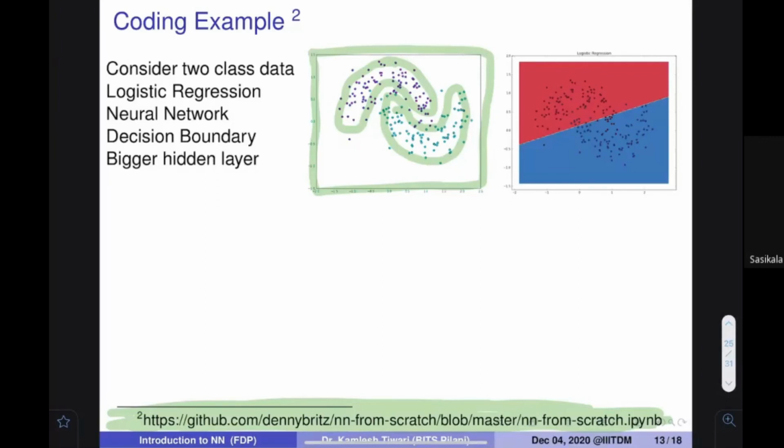Okay, so the point is, can you draw a line to divide them? Yes or no? Can you draw a line to divide them? Please tell me. No, because it looks like the data is not linearly separable.